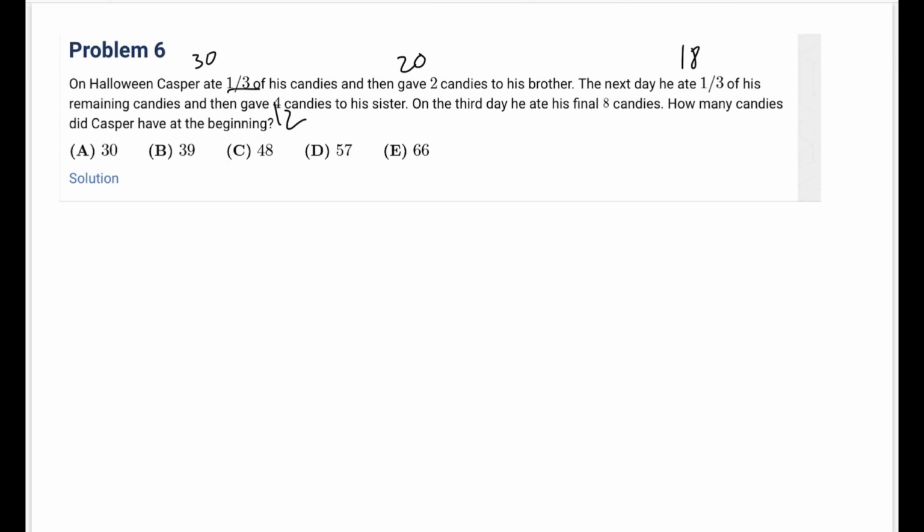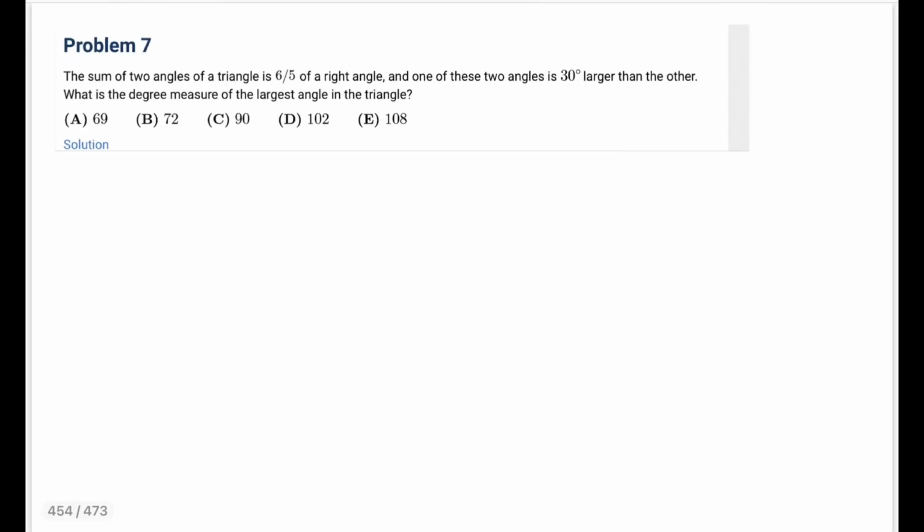When 1/3 is eaten from 30, we have 20 left. When 2 is given, we have 18 left. When we eat 1/3 of this, we have 12 left. If we give 4, we have 8. So the answer is 30. The answer is A. Number 7. The sum of two angles of a triangle is 6/5 of a right angle.